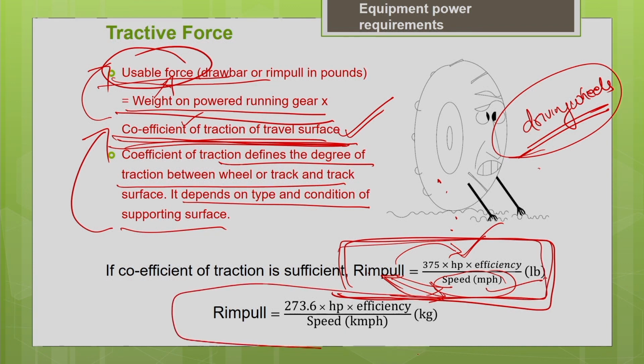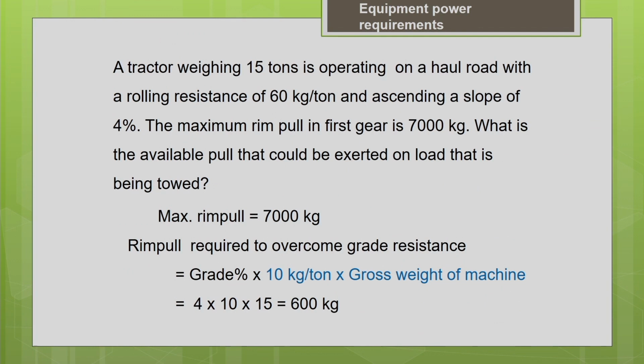In SI units, you can use this relationship, 273.6 into horsepower, into efficiency. The efficiency will vary from 80 to 85%; you can assume the value. For the SI units, you take the speed in kilometer per hour. Here we are taking the speed in miles per hour, and you get the answer of rim pull in pounds. Here you get the rim pull in kg, as you are substituting the speed in kilometer per hour. So note that.